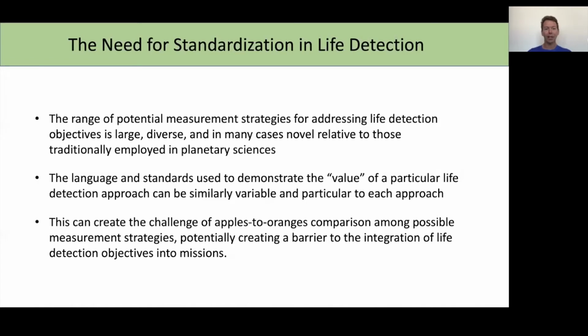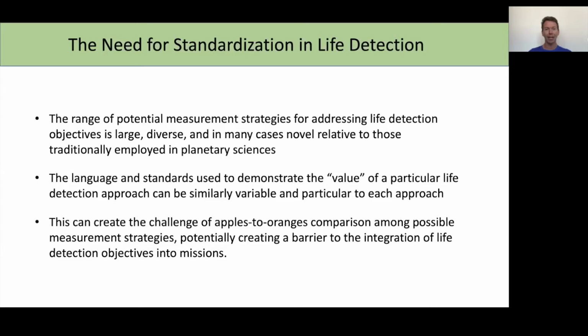A lot of this, I think, boils down to a need for standardization in life detection. So if you think about the range of potential measurement strategies that could be brought to bear in addressing life detection objectives, it's large, it's diverse, and in most cases, it's quite novel relative to the methods that are traditionally used in planetary sciences. And very often, the language and the standards that are used to demonstrate the value or the utility of a particular life detection approach are also variable, and in many cases, particular to a given approach.